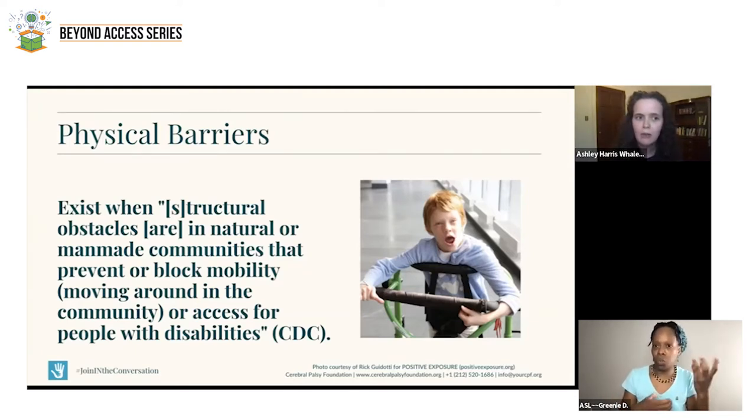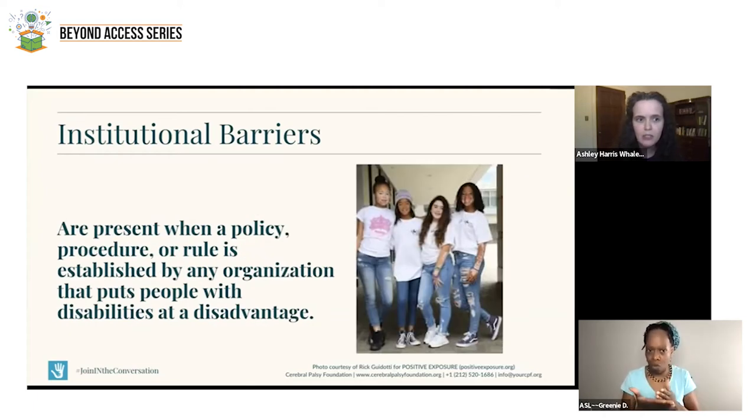So our next category is institutional barriers. And these are present when a policy or a procedure or a rule is established by an organization, and that puts folks with disabilities at a disadvantage. Institutional barriers are incredibly systemic. We've mentioned in other webinars of this series how ableism shows up in almost every system of our society, and institutional barriers are probably the most perfect example of that.